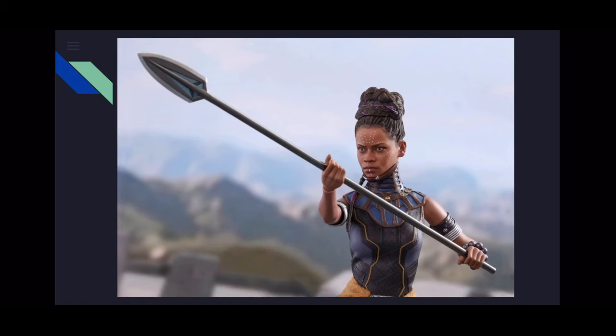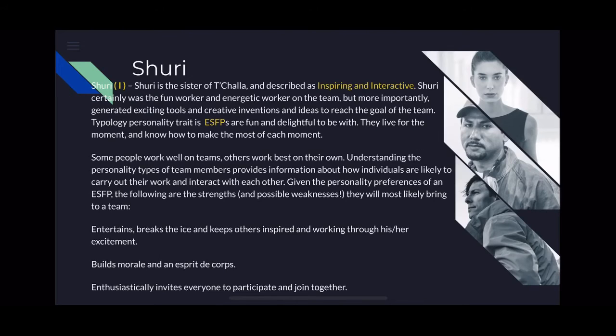Shuri's dominant role in the DISC personality is that of I. She is inspiring and interactive. Shuri certainly was the fun and energetic worker on the team, but more importantly, she generated exciting tools and created inventions and ideas to reach the goal of the team.